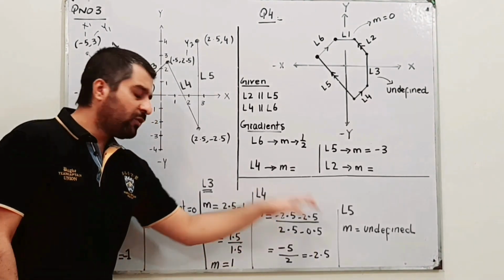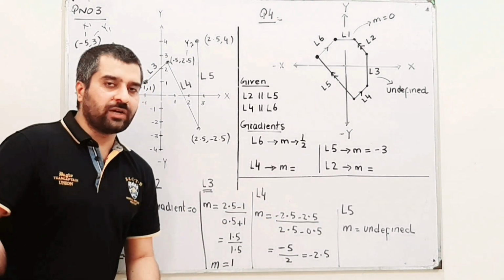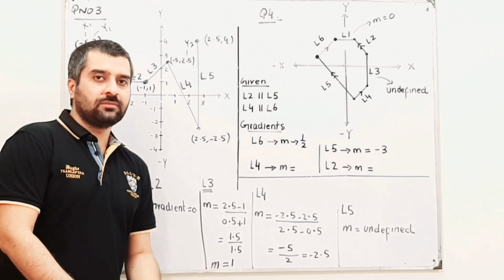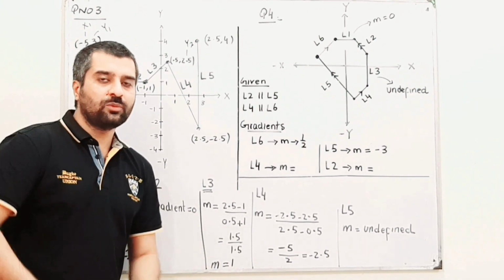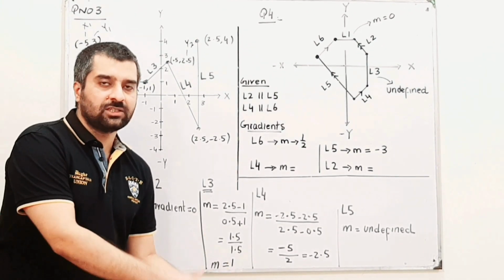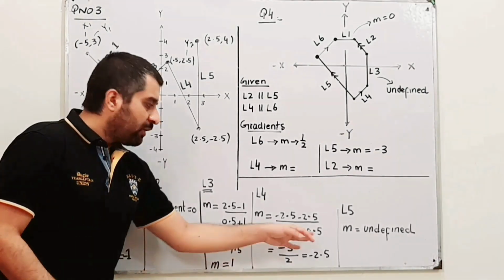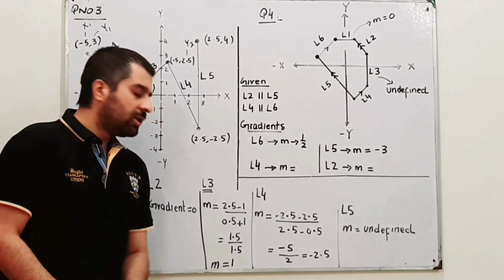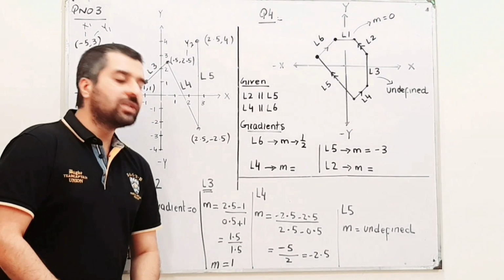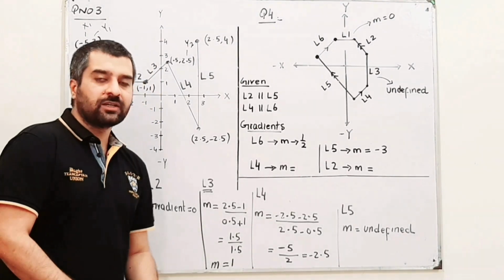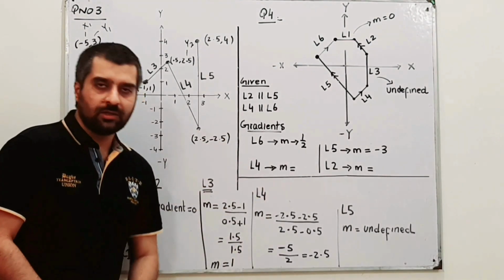So minus 2.5 minus 2.5 will give you minus 5. Signs are the same, so they will add up and a bigger number will be obtained, but because the signs are negative, you will have minus 5. Over 2.5 minus 0.5 will give you 2. Minus 5 over 2 will give you minus 2.5, the gradient for line number 4.